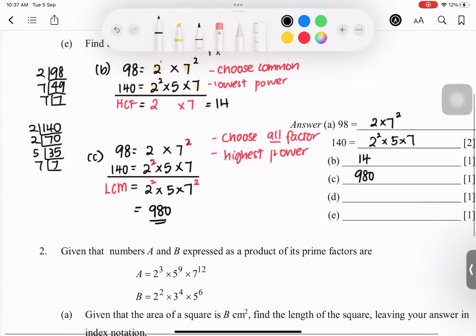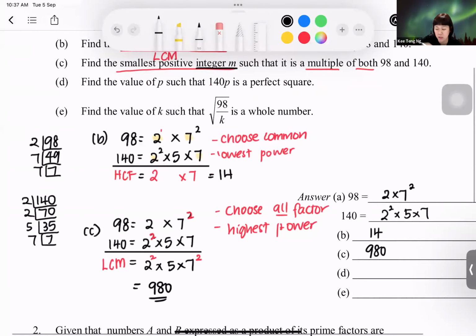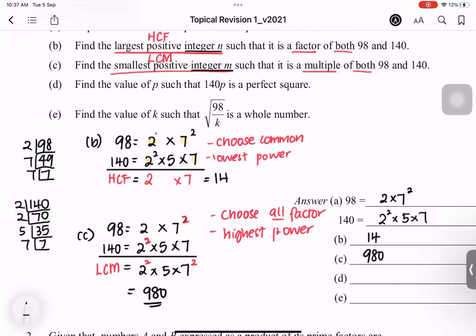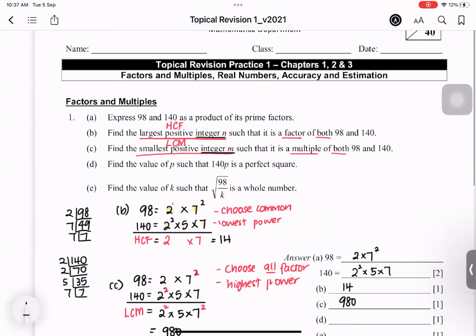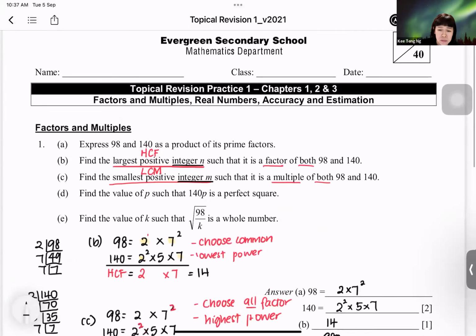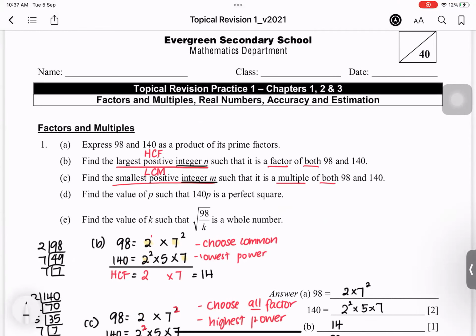Okay, next one. Find the value of P such that this one is a yes. What's the worksheet again? I can't find it. Topical revision practice 1. Okay. The hard copy. If not, the soft copy is on Google Classroom.